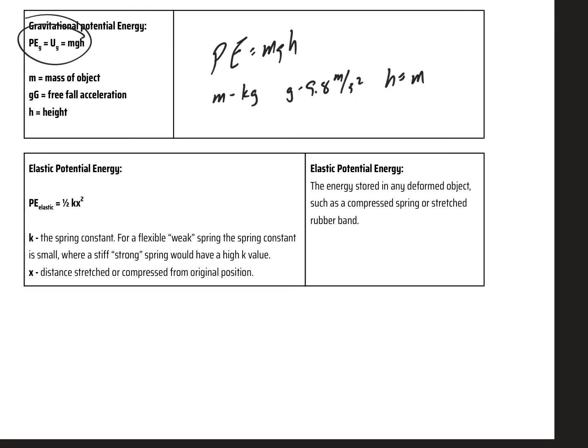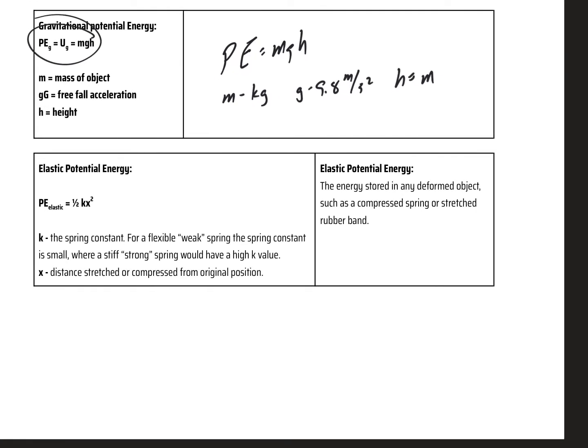The other type of potential energy we use is elastic potential energy. And we talk about the elastic potential energy in terms of its K value. If we think about it, a slinky is a type of spring. It's going to have a very low K value. Whereas a car spring in your suspension is going to have a pretty high K value.